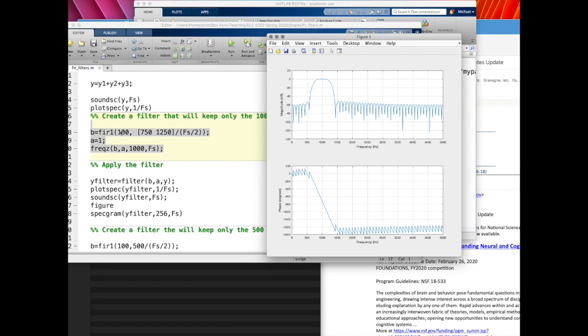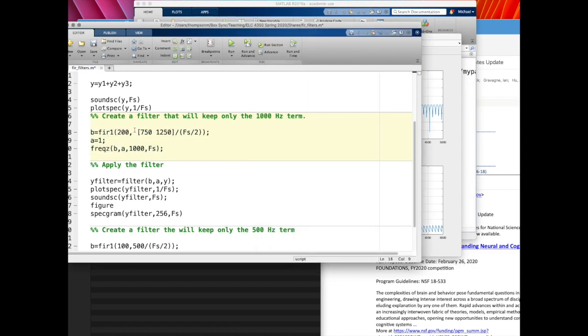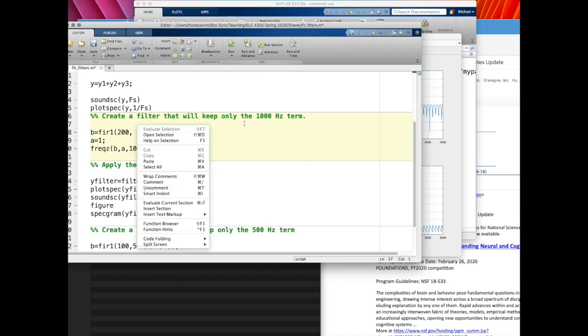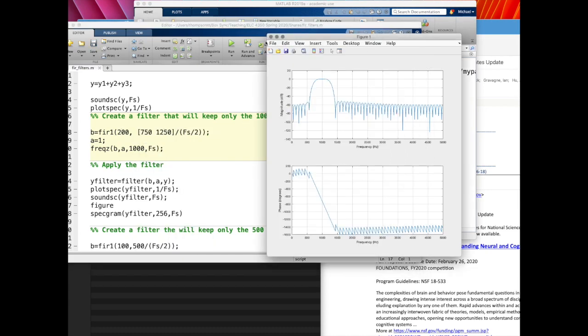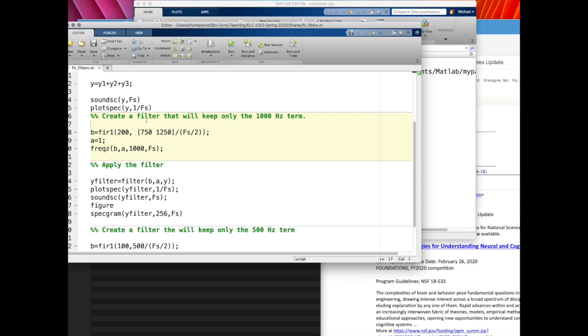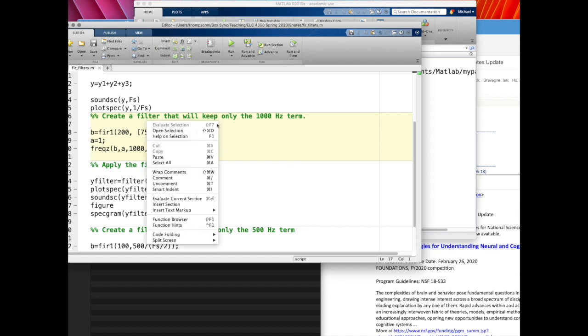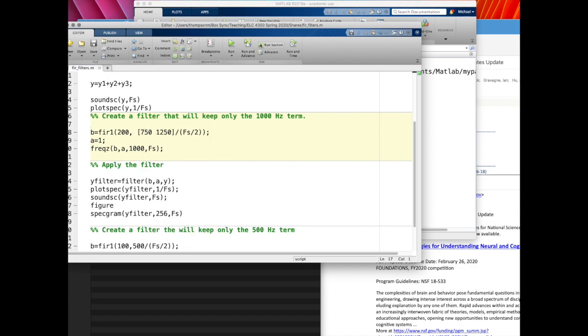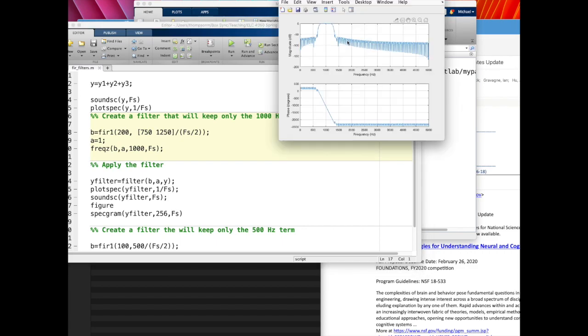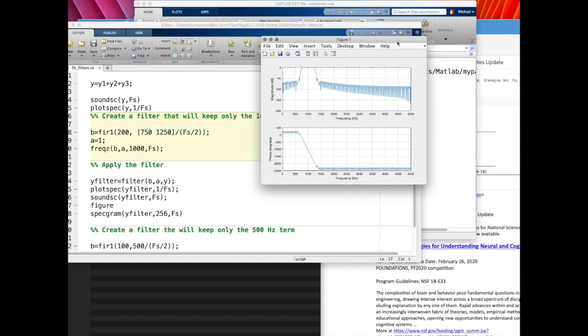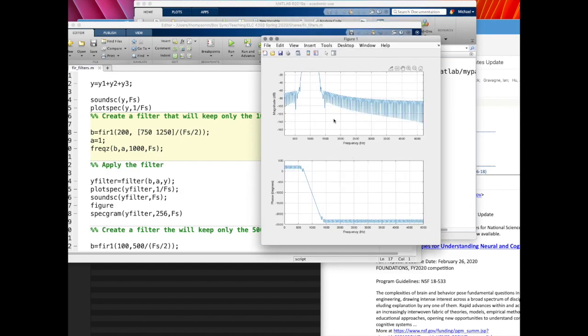If I reran this with an order of 200 instead of 100, we get a little sharper filter. You'd have to save both those plots, but you could play around with that and look at the sharpness of the filter.